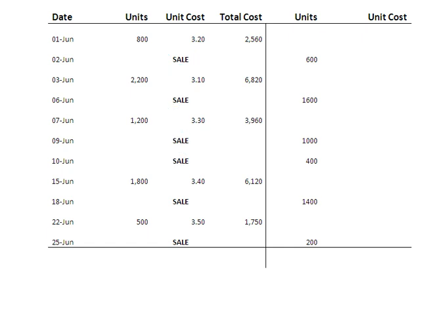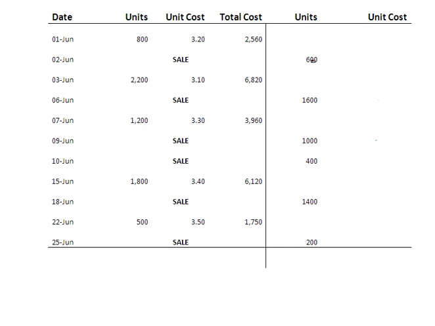Okay, so that's what we need to figure out. And so we're just going to work our way down through this. FIFO stands for first in, first out. And the only decisions we have to make are the days that we had a sale. We have to decide which units we sold. So in this particular case, June 1st, there's no decision. June 2nd, we had a sale. We sold 600 units. Which 600 did we sell?